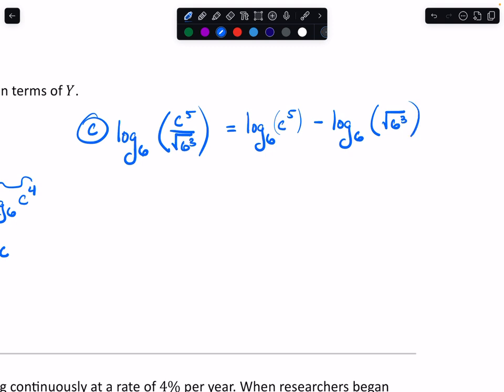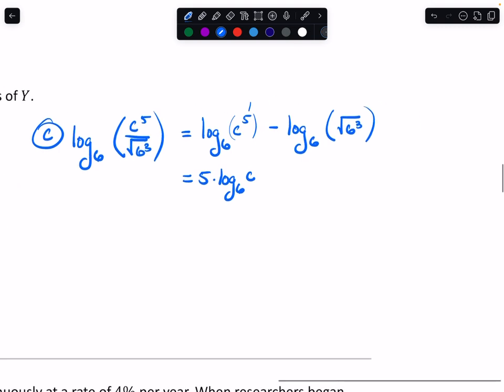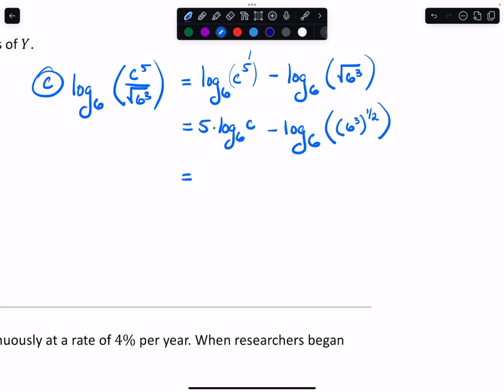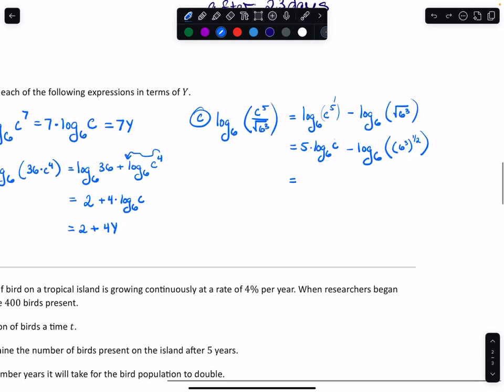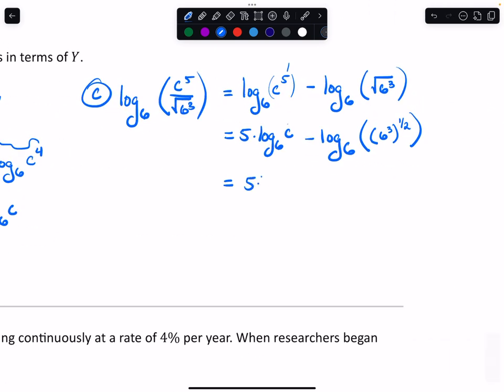Lovely. That 5 here, let's pull that out in front as a coefficient. So that's 5 times log base 6 of c. We could change that to y in a minute. And then I'm going to start working on this root business here. So that's 6 cubed to the 1/2. Remember, log base 6 of c, they told me that's y. So that would be 5y. So that first expression is donezo.